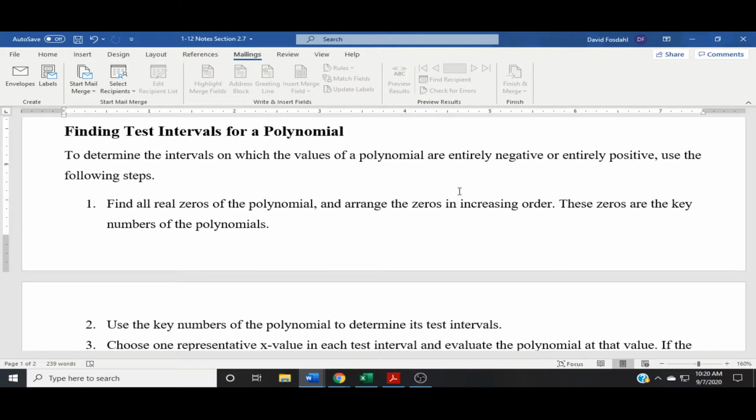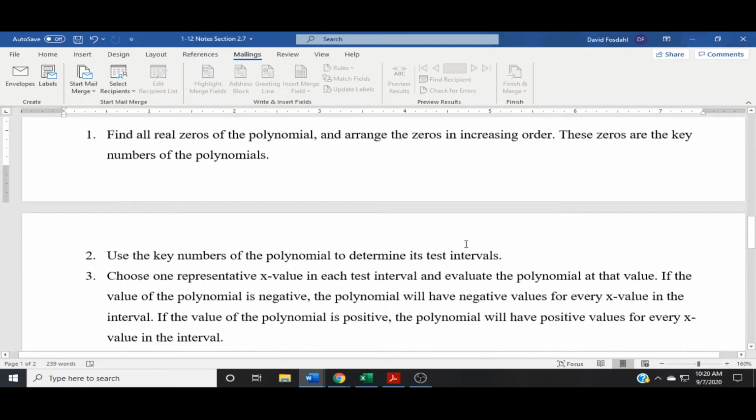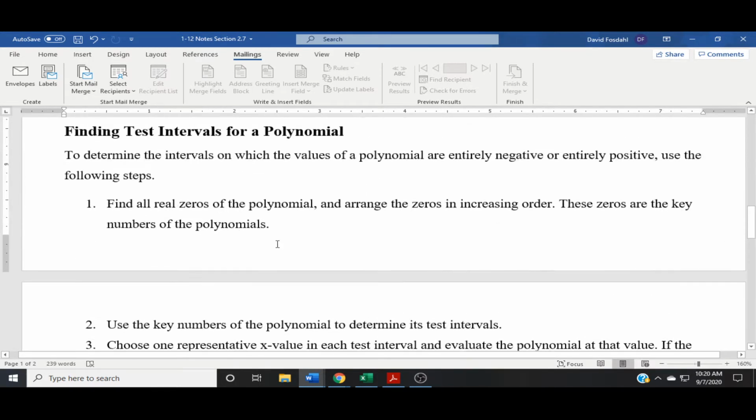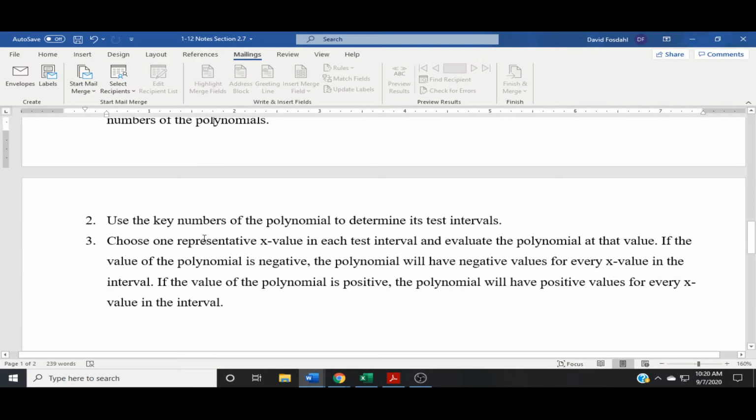Okay, these zeros are key numbers in a polynomial. Use the key numbers in the polynomial to determine the test intervals. Also, what is important is horizontal and vertical asymptotes. Okay. Choose one representative x value in each test interval and evaluate the polynomial at that value. If the value of the polynomial is negative, the polynomial will have negative values for every x value in that interval. So, you test one and it works, then the rest are going to have the same. Okay? If the value of the polynomial is positive, the polynomial will have positive values for x intervals.